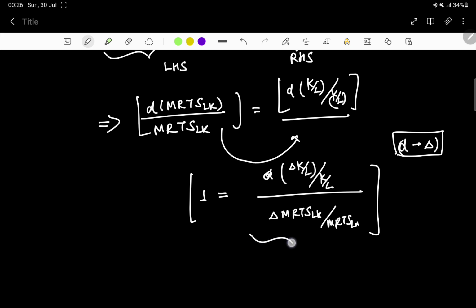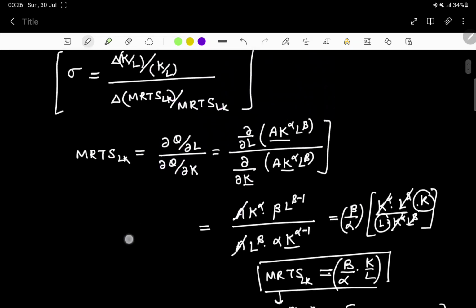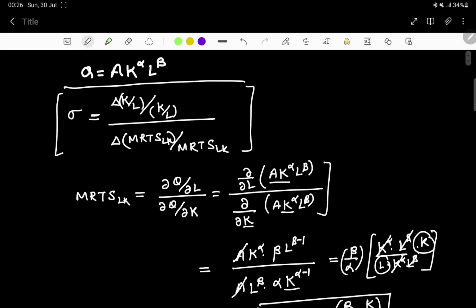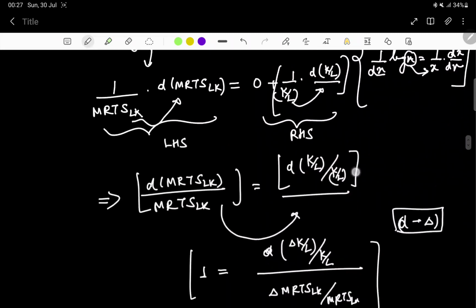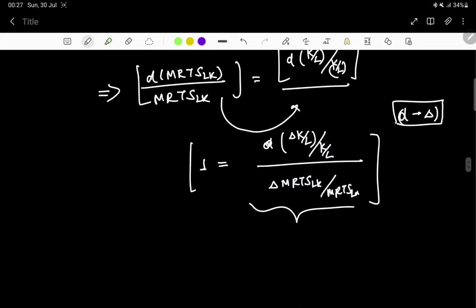Now we can see, if you see from the very starting, what we have written: the elasticity of substitution is sigma, which was equal to the percentage change in K by L divided by K by L divided by the percentage change in MRTS LK divided by MRTS LK. What we have got here is exactly the same thing, and this was sigma. So we have concluded here that sigma is equal to 1 for the Cobb-Douglas production function.